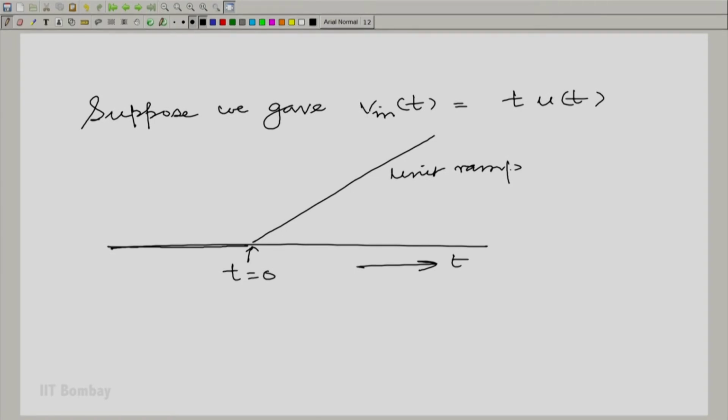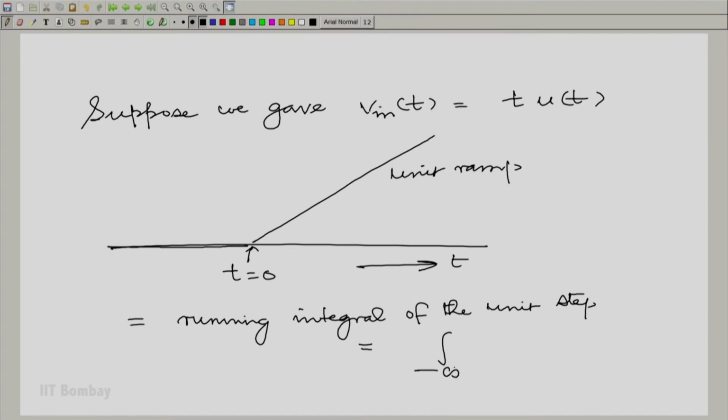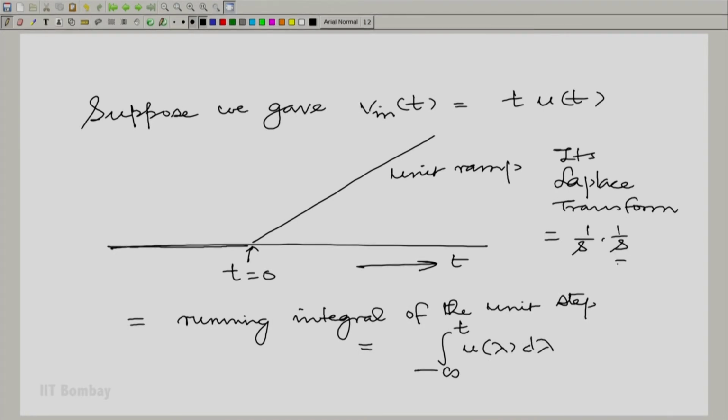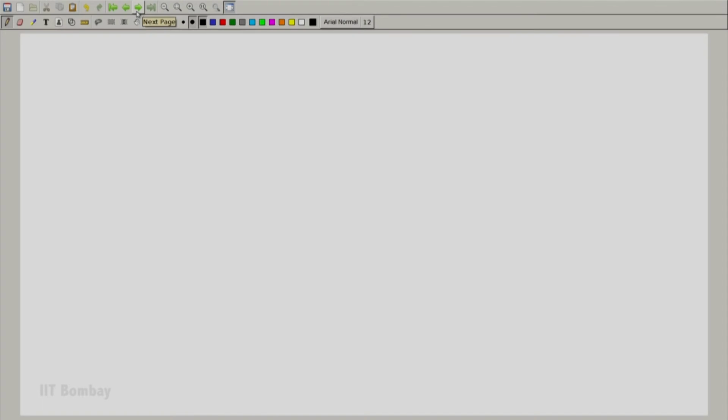You will notice that the unit ramp is the running integral of the unit step. So, it is equal to the integral from minus infinity to t of u of lambda d lambda, and that amounts to multiplying the Laplace transform by 1 by s. So, its Laplace transform is 1 by s into 1 by s, which is 1 by s squared. And now, we could ask what happens at the output.